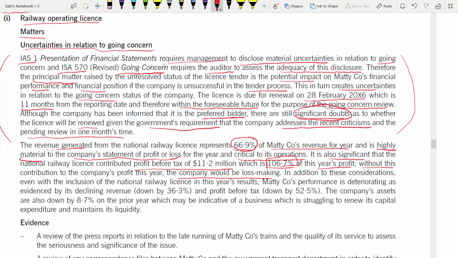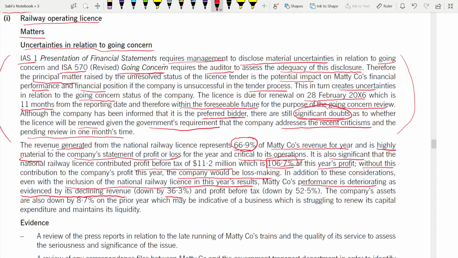So in addition to these considerations, even with the inclusion of the National Railway license in this year's result, what happens? Still their performance is deteriorating. Still Metro company's performance is deteriorating, because we saw there's an overall decline in the revenue, the profit before tax, the assets. It is evidenced by its declining revenue. You see the terms that they are using. By how many percent? 36.3%. Write it in terms of percentage. Don't just write decrease from here to there. Percentage shows how material it is, how significant it is.